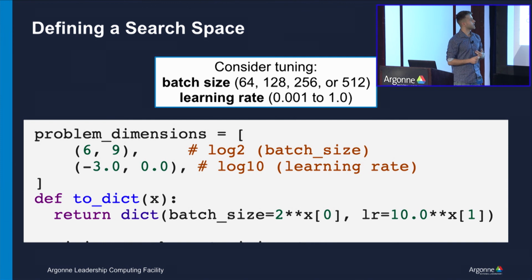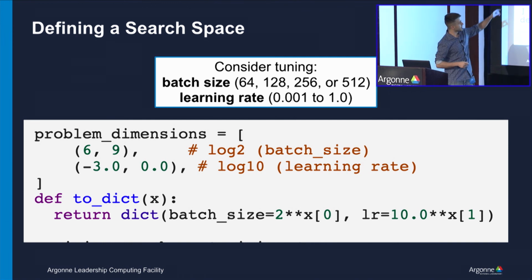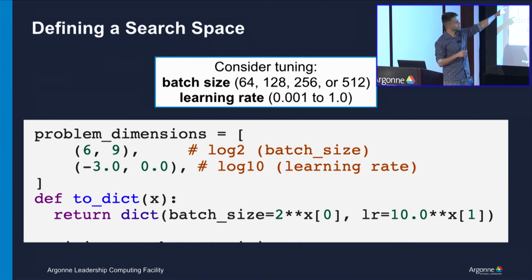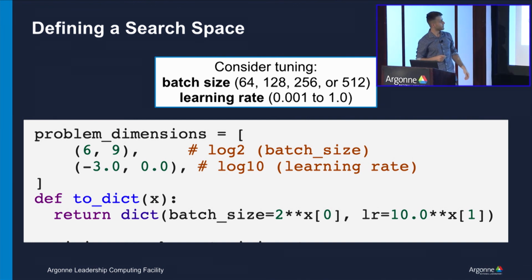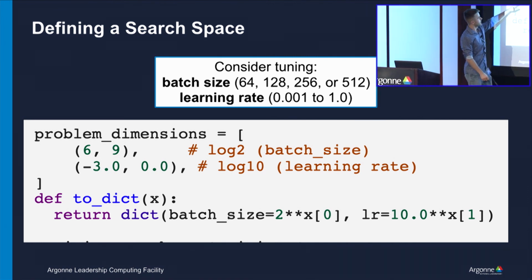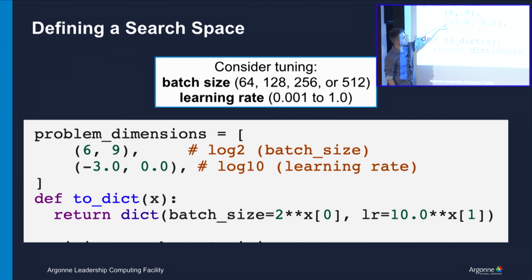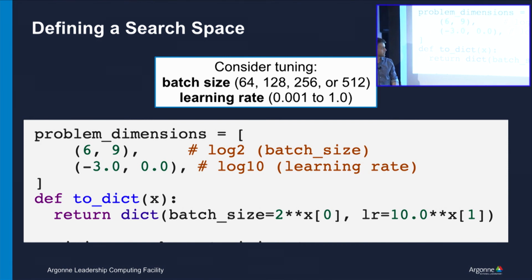So how can I get decent performance given those tight constraints? I'm going to consider changing the batch size between 64 and 512 training examples per mini batch, and I'm going to vary the learning rate continuously between 10 to the minus 3 and 1. That's shown here as these two tuples in this list, which is the problem definition.